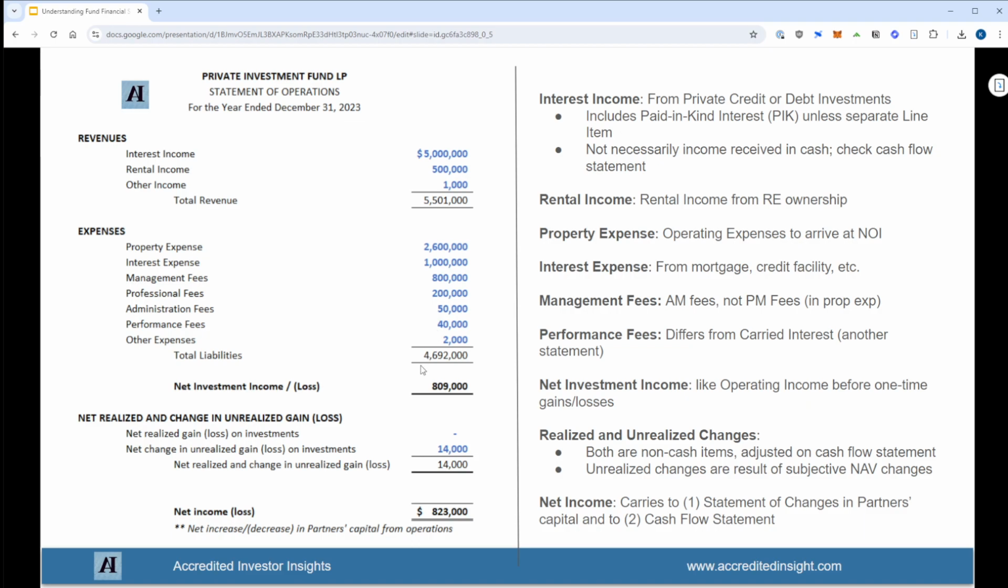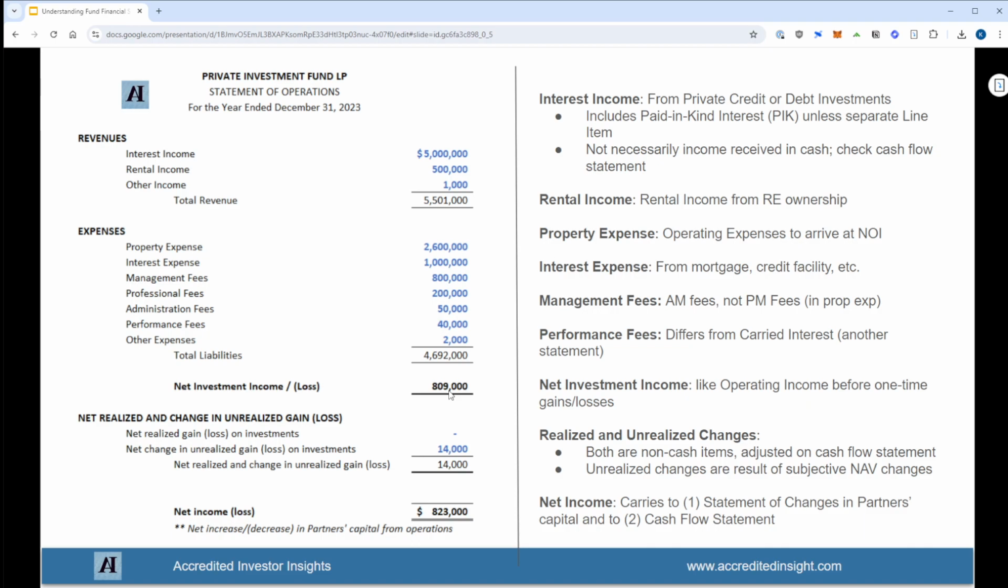And then, subtracting the expenses from the revenues, we have a net investment income of $809,000. This is similar to the operating income for a company, maybe a public stock you'd look at. This is before any one-time items or any gains or losses.